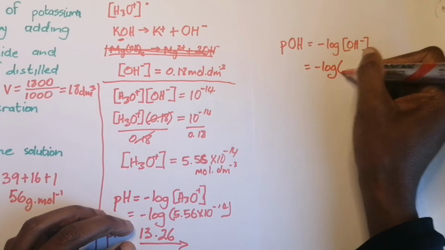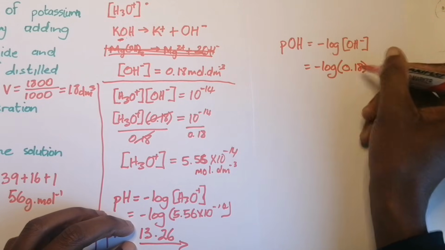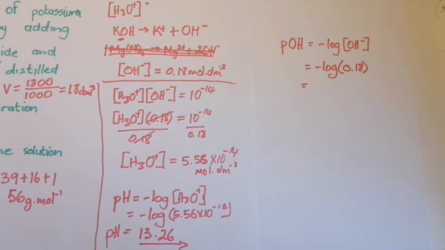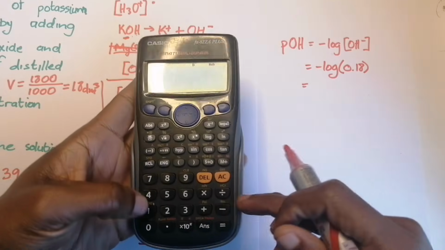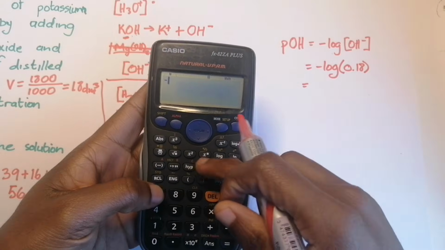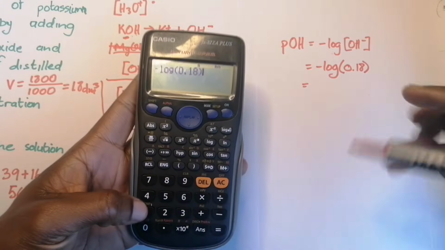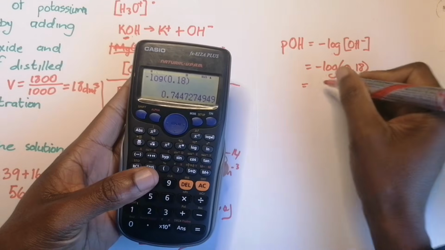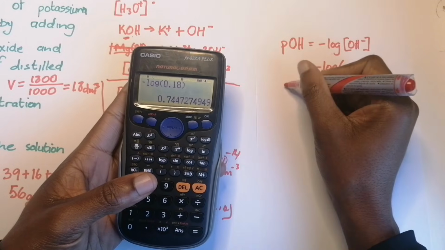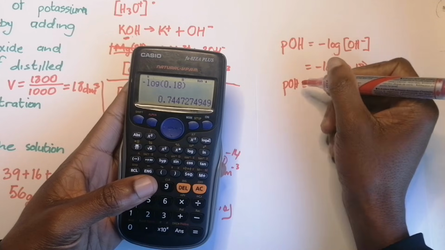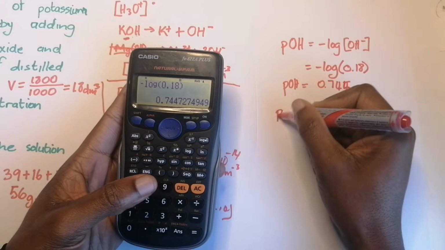So that's minus the log of the OH minus concentration, which we said is 0.18. Let's just calculate that. That's minus the log of 0.18, and we get 0.744, in fact 0.745.